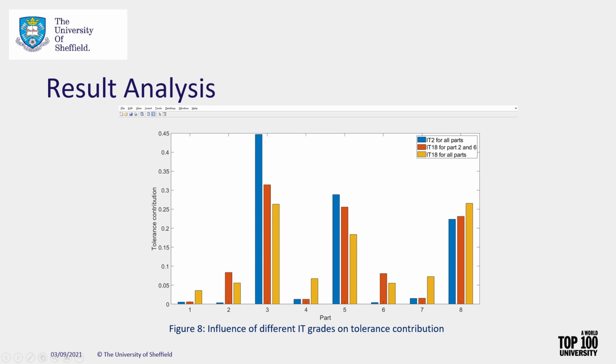However, considering the cost optimization, a higher IT grade for some parts, such as part 2 and 6, will not bring much more deviation to the system. So we can have an idea that for the parts which contribute less deviation, the requirement for tolerance can be very loose to reduce costs.